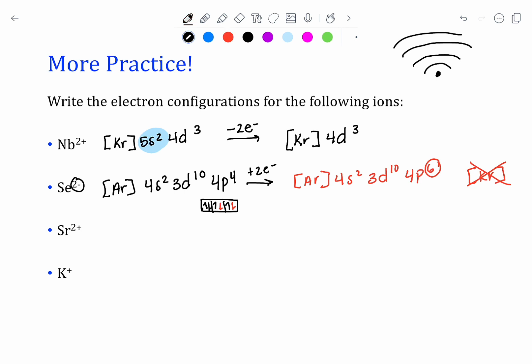Okay, next up we have strontium, Sr, strontium 2+. Sr strontium, its electron configuration in its neutral form is krypton 5s2.